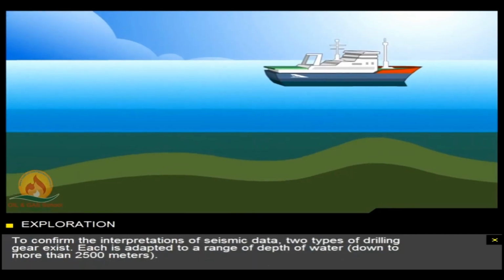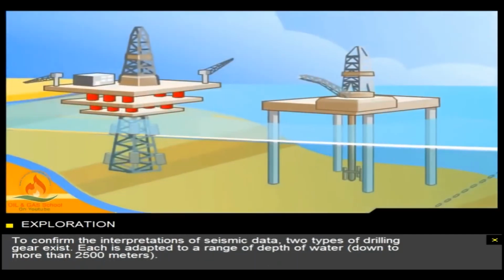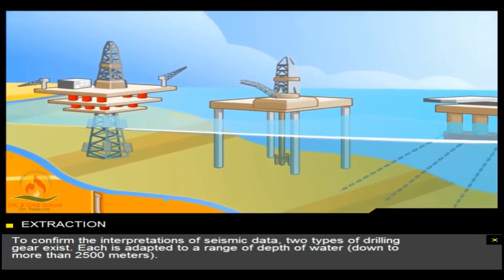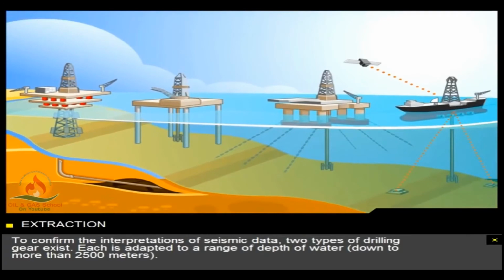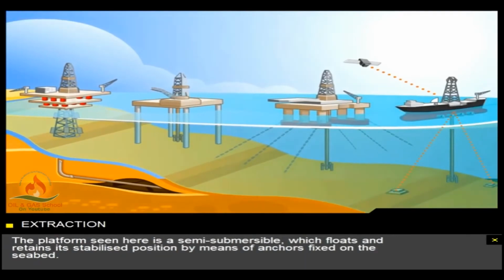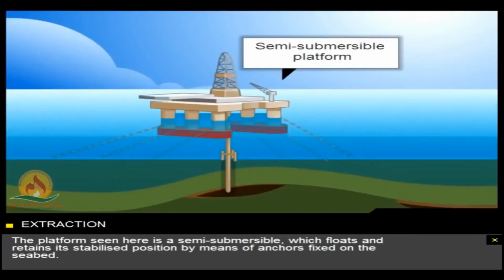To confirm the interpretations of seismic data, two types of drilling gear exist. Each is adapted to a range of depth of water down to more than 2,500 meters. The platform seen here is a semi-submersible which floats and retains its stabilized position by means of anchors fixed on the seabed.